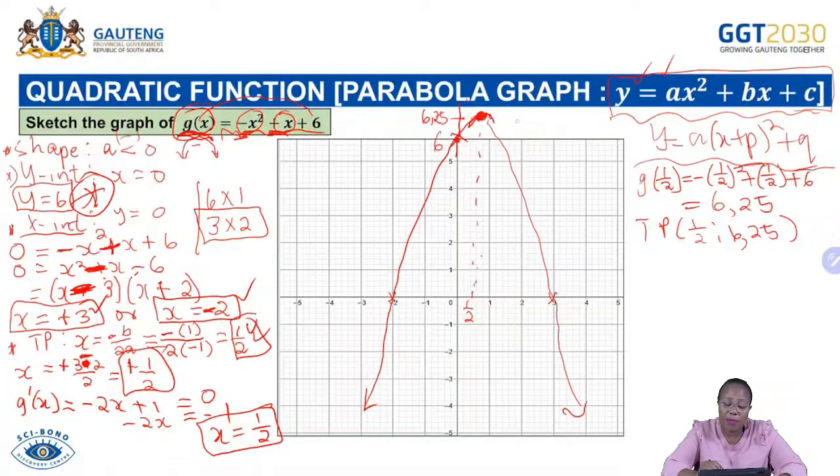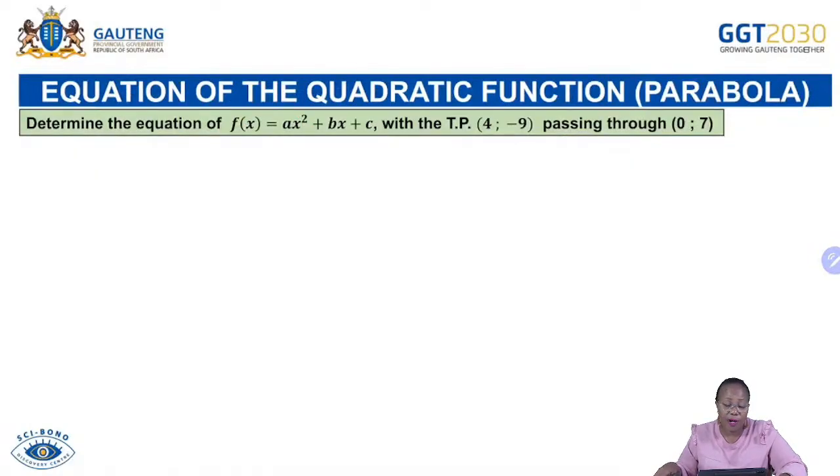It is 1 mark for the turning point, 1 for the intercepts, and 1 for the shape. Even if you didn't draw correctly, we'll check the shape from there. We'll allocate a mark if you have identified or indicated the shape of your graph.